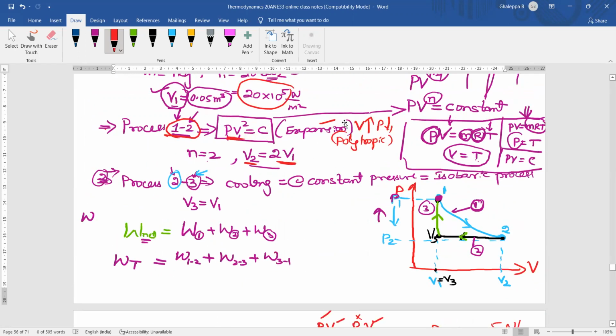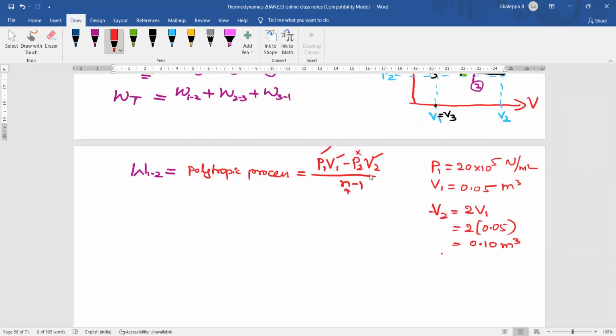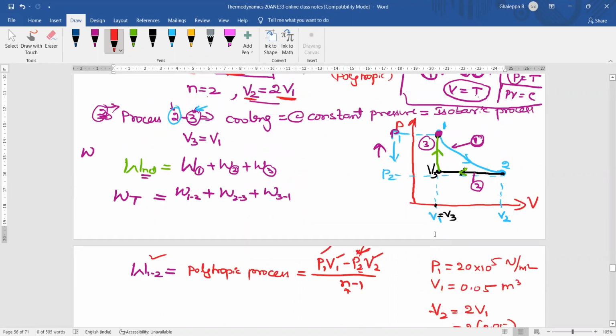This equation you need to compare with this. I have shown it with the arrow mark. n is equal to 2, I will write here. Now, how to calculate P2? Because P2 is unknown, until I calculate P2, I cannot calculate the work done. How to calculate this P2? Is there any equation you are seeing on the screen?